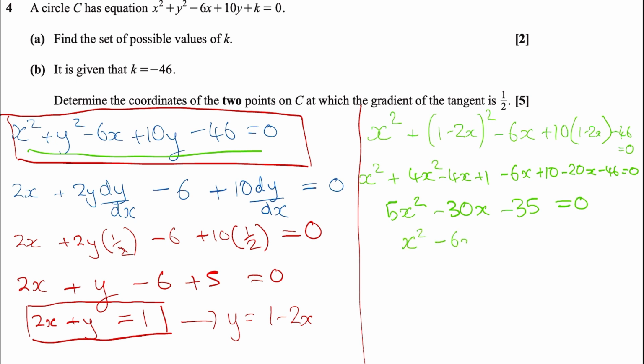So dividing by 5 we get the following. And then I think this factorizes to x minus 7, x plus 1. And so this gives me my x values as x equals 7, x equals negative 1.